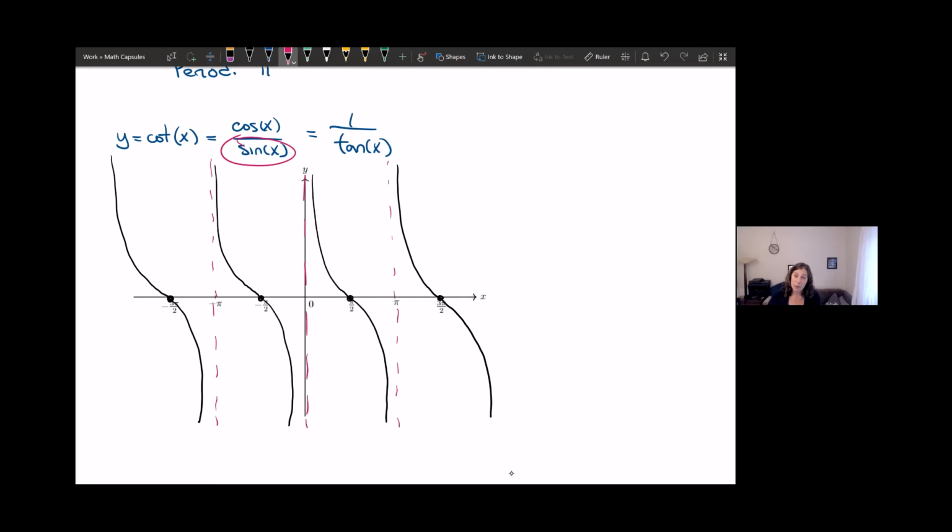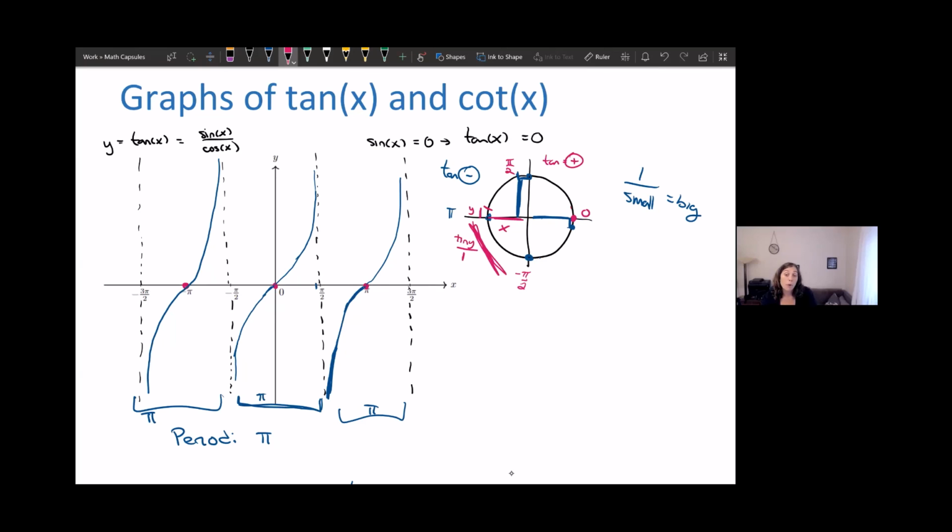It's not as important to know the graph of cotan. What you should probably know is the graph of tan, that it looks like this, that it has a period of pi, and that it has these vertical asymptotes at every odd multiple of pi over 2.